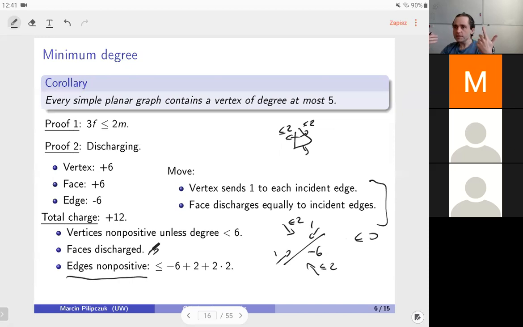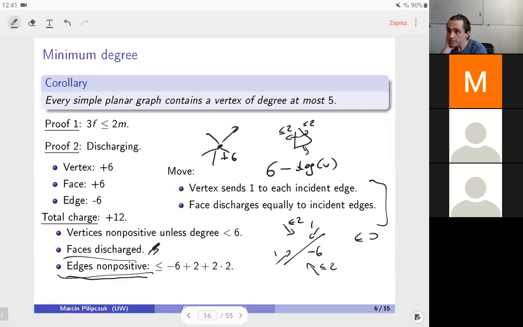Well, that means edges are all non-positive, faces are discharged to 0, but the total charge is the same, and we just moved around some things. So the charge needs to stay at some vertex. There needs to be a vertex of positive charge. The vertex starts with +6 and then sends 1 to each of the incident edges, so it ends up with 6 minus degree. So a positive vertex is a vertex of degree less than 6, end of the proof.